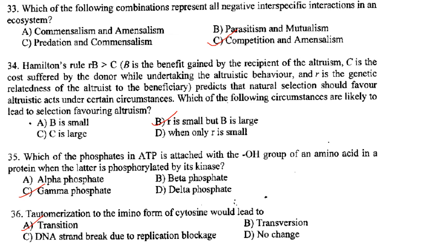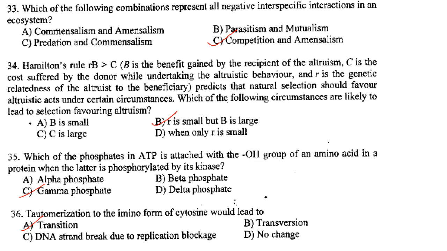So which of the following circumstances are likely to lead to selection favoring altruism? When R is small and B is large, it will favor selection of altruism. That is the answer: genetic relatedness of the altruist to the beneficiary is small but B is large. That is, the benefit gained by the recipient of altruism. When that is large, then circumstances are likely to lead to selection favoring altruism.